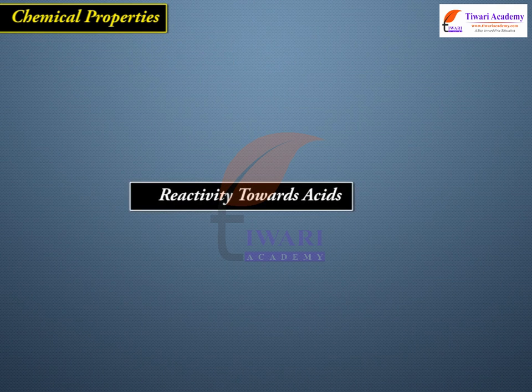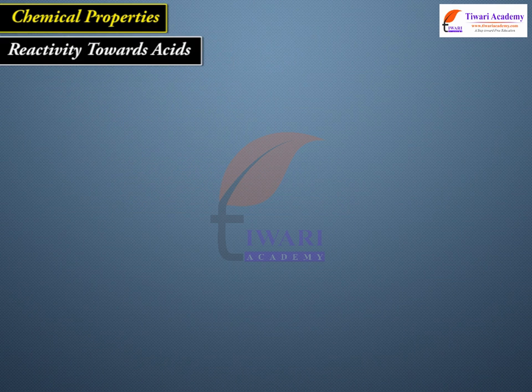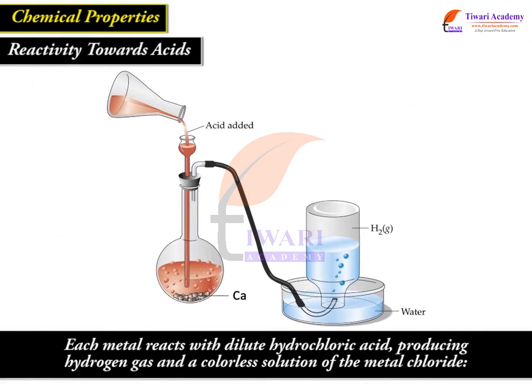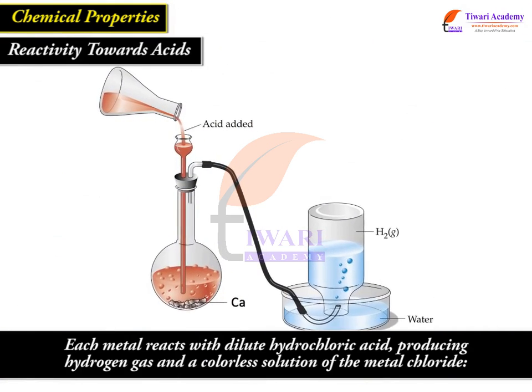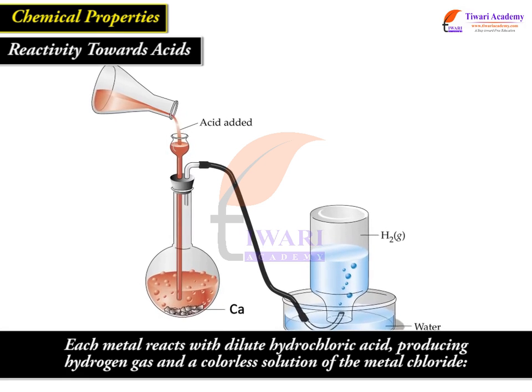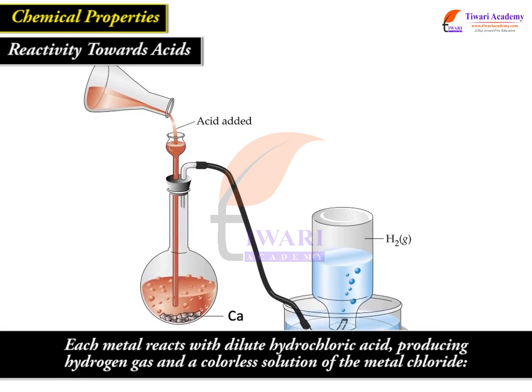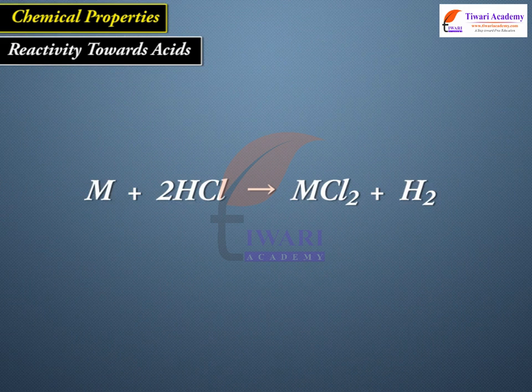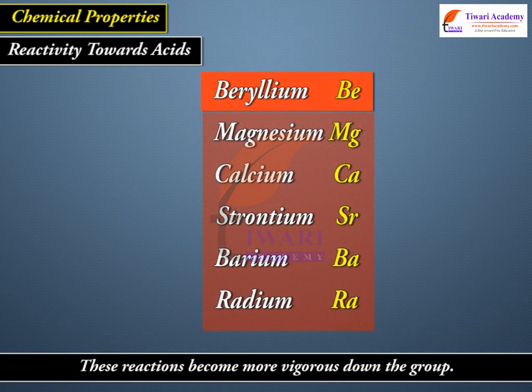Reactivity towards acids. Each metal reacts with dilute hydrochloric acid, producing hydrogen gas and a colorless solution of the metal chloride. M + 2HCl gives MCl2 + H2. These reactions become more vigorous down the group.